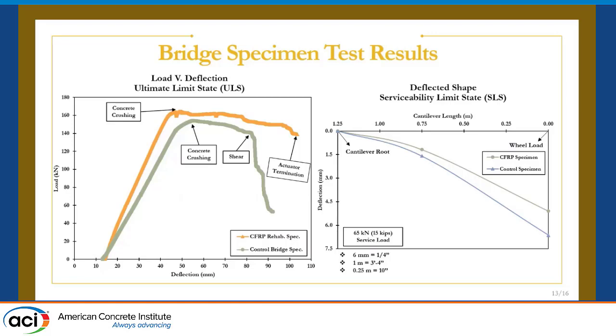On the left-hand side, you see where the root is at 1.25 meters, which is 50 inches just for reference. And at 0, the application of the load is where the wheel load would be. And at 65 kilonewtons, which is our service load based on the Canadian Highway Bridge Design Code, 15 kips equivalent, you can see that obviously we saw reduced deflection in the CFRP specimen with respect to the control.